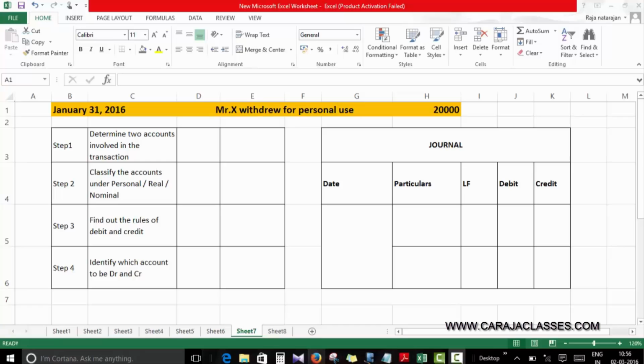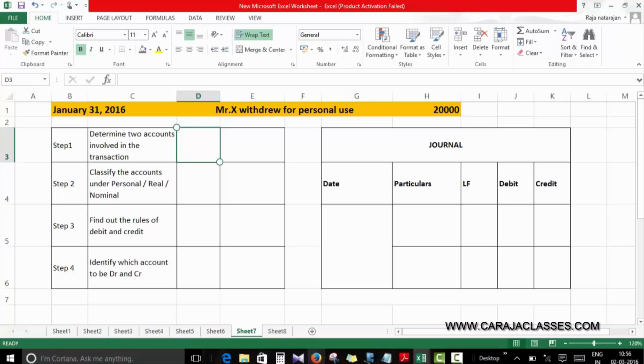On 31st Jan 2016, Mr. X withdrew for personal use rupees 20,000. Let's pass the accounting entry. Step 1: Determine the two accounts involved in the transaction. Here, Mr. X, let's assume he's the proprietor, had withdrawn 20,000 for personal use.